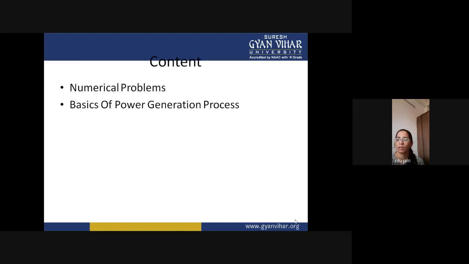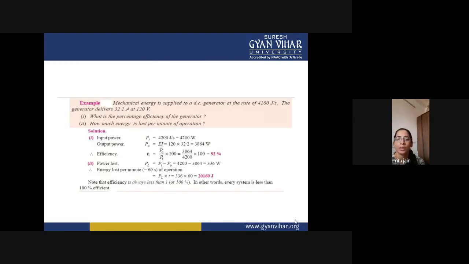So let's start with this example, which is based on your thermal power plant, in which we use coal as a fuel, and by burning the coal we convert water into steam, and that steam is thrown onto the turbine, and the turbine rotates, and we convert mechanical energy into electrical energy. So let's come to the example, in which we will find out the efficiency of the power plant and the power lost.